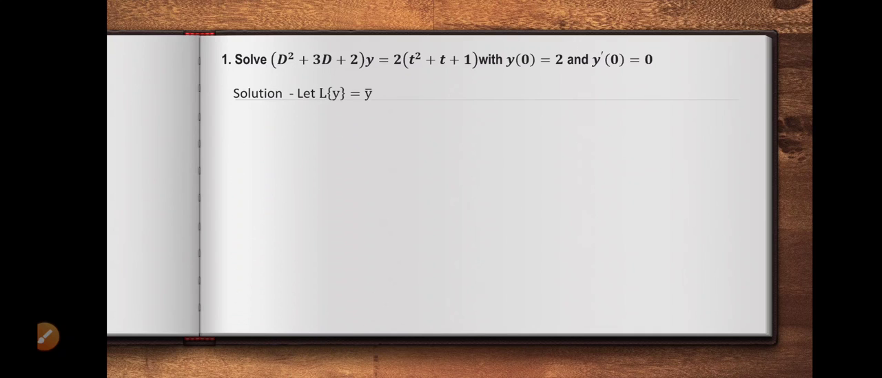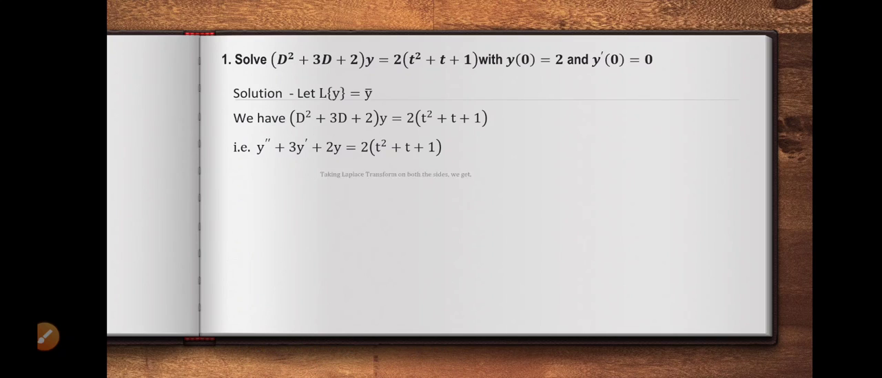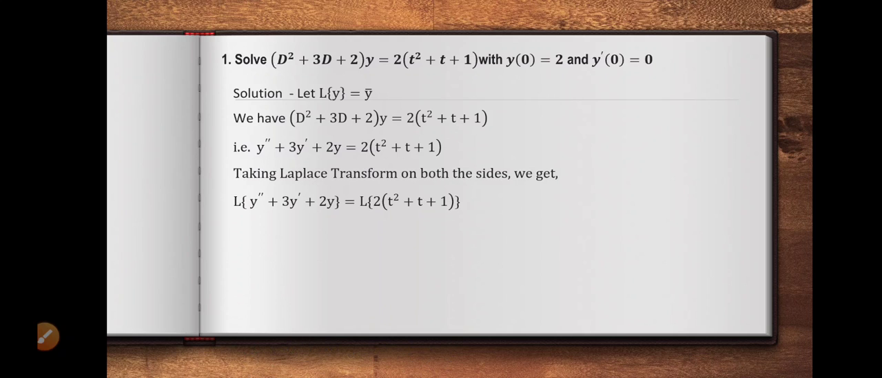Let L of y equal to y bar. We are given the equation, you have to write the given equation as it is. Now you have to write the equation in dash notation. So D square y means y double dash, 3Dy means 3y dash, and plus 2y, just a multiplier, equal to 2 into bracket t square plus t plus 1, no change in RHS. Now you have to take Laplace transform on both the sides. So we get L of LHS equal to L of RHS.